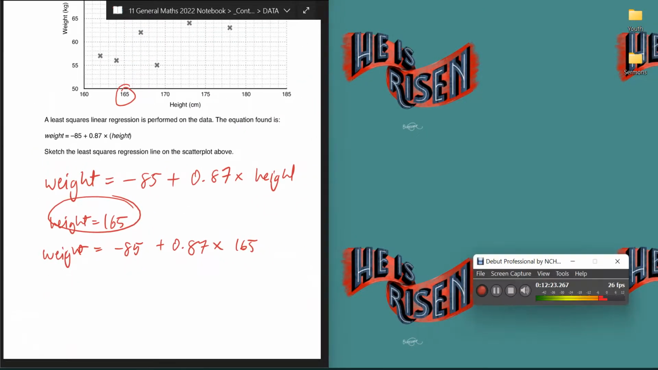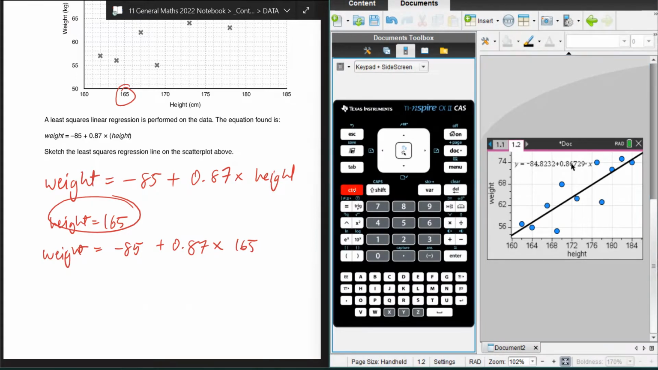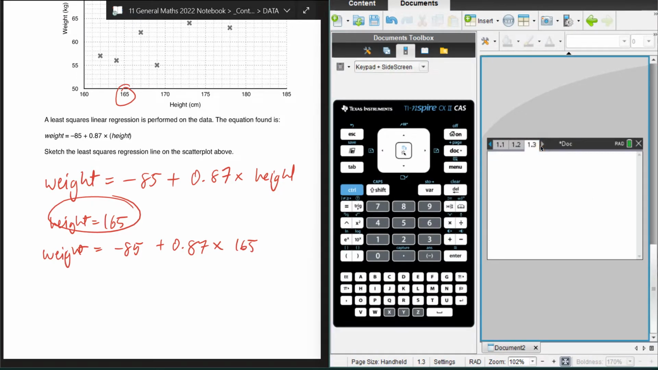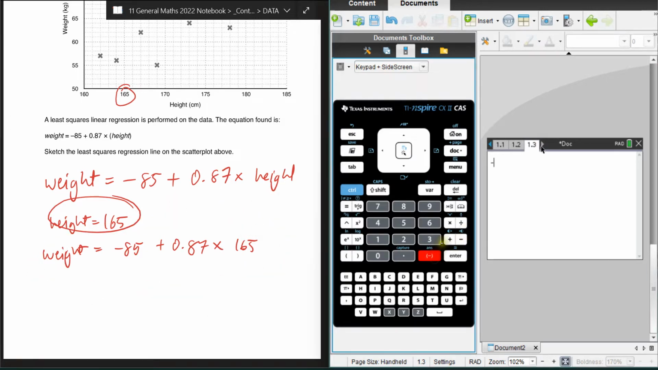On my calculator, I'm going to open another window. Put this formula in your calculator: negative 85 plus 0.87 times 165. And what that does is it gives us the other point for our coordinates. So it's 58.55. So weight is going to be 58.55.